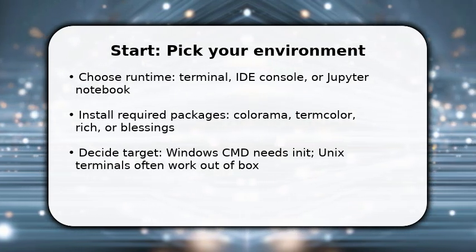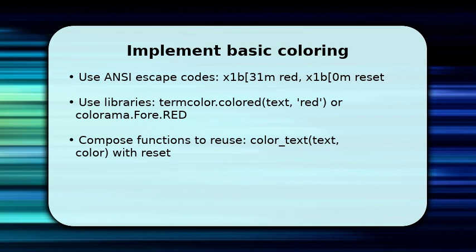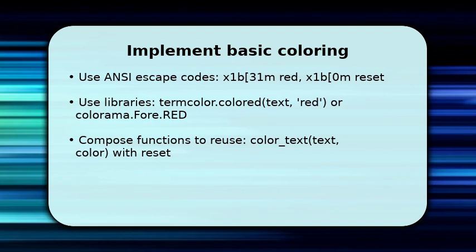You now implement the first working examples. Use raw ANSI for quick scripts. Print \x1b[32m success \x1b[0m for green, but prefer libraries for readability, like termcolor, colored, or from colorama import Fore. Print Fore.GREEN plus the text plus Fore.